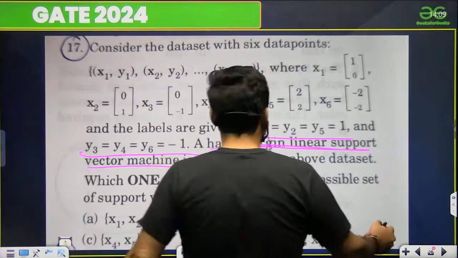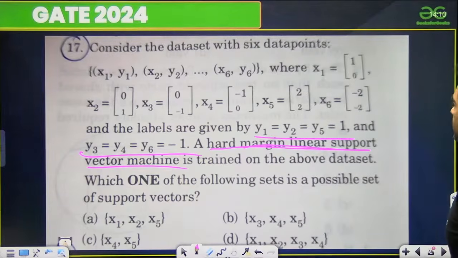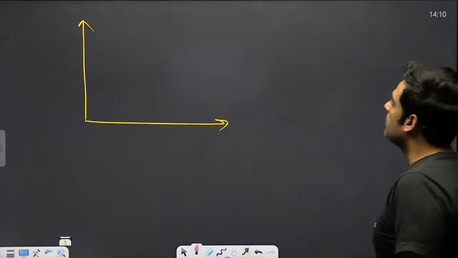Okay, so the hard margin SVM has been stated. Now we have a total of 6 points.